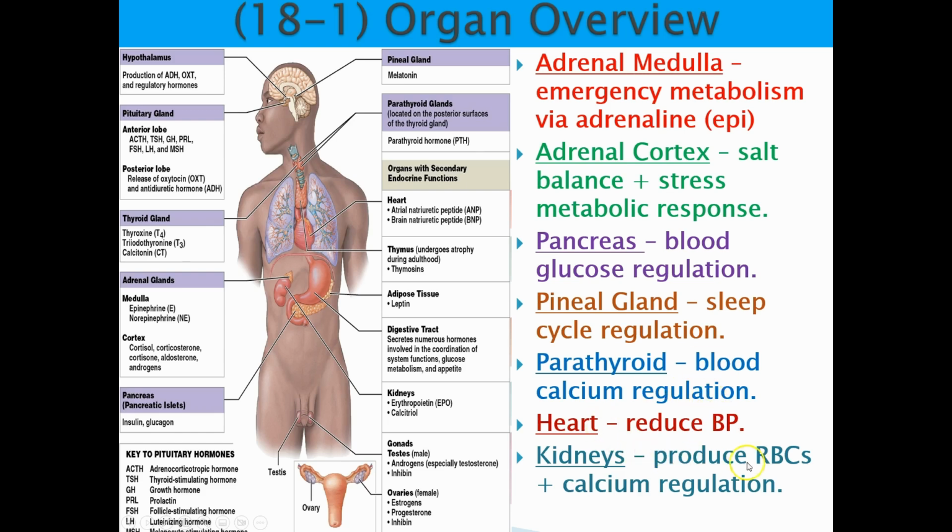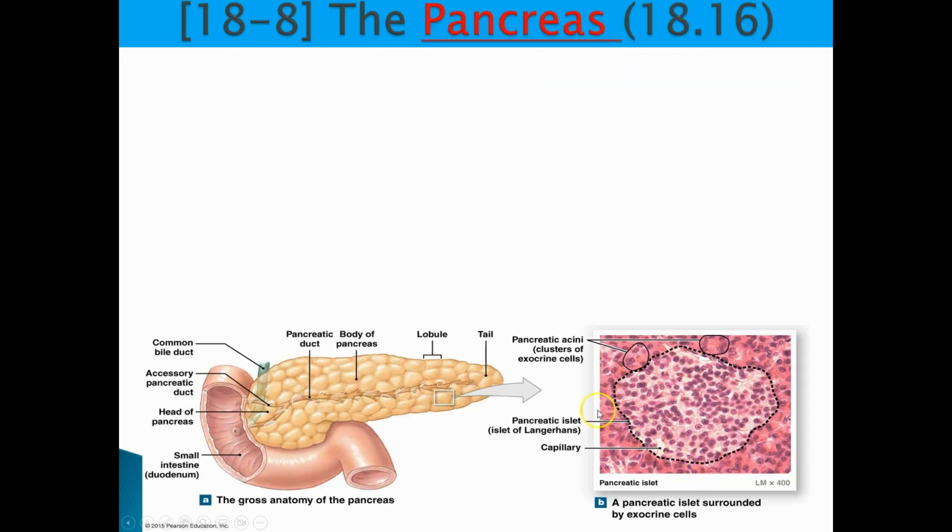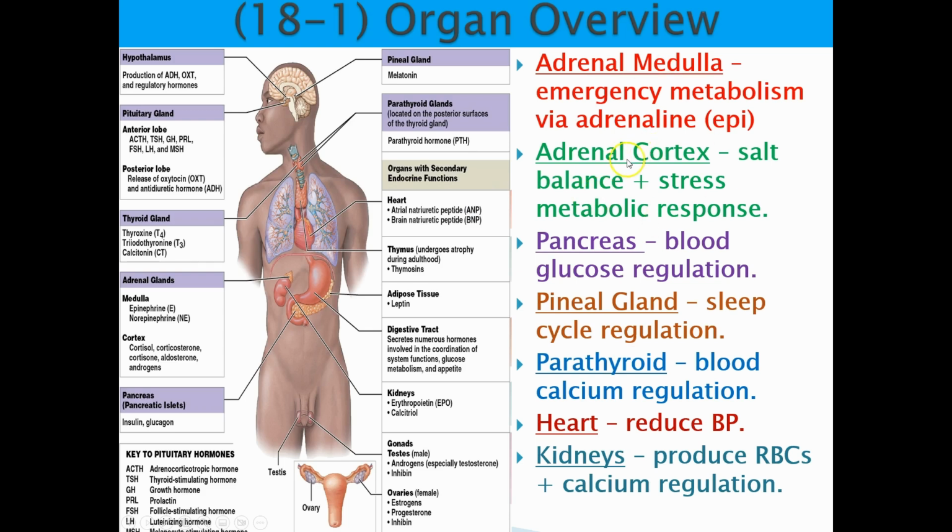And then when we got to the kidneys, again, producing red blood cells, calcium regulation via calcitriol. Those are kind of the main points there. All right, so that was the overview. You should have that down. A lot of that should have just seemed pretty simple at this point.